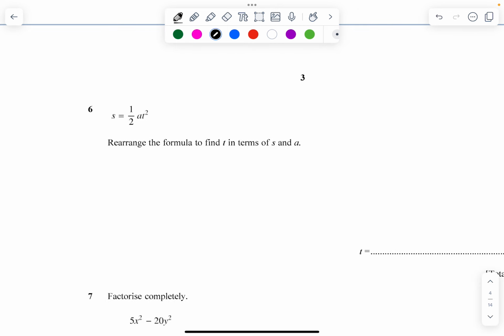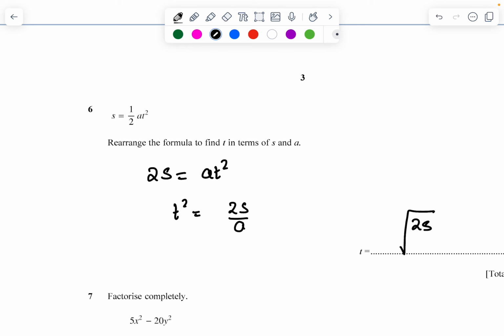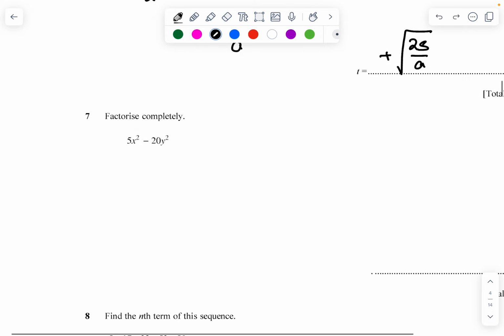Next, rearrange the formula to find t in terms of s and a. So 2s equals to a t squared. t square equals to 2s upon a. t equals to square root of 2s upon a. And use plus minus. But time cannot be negative, so therefore only plus.